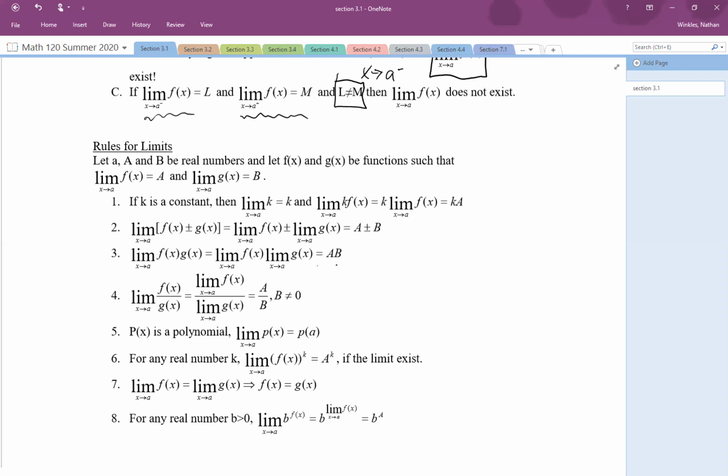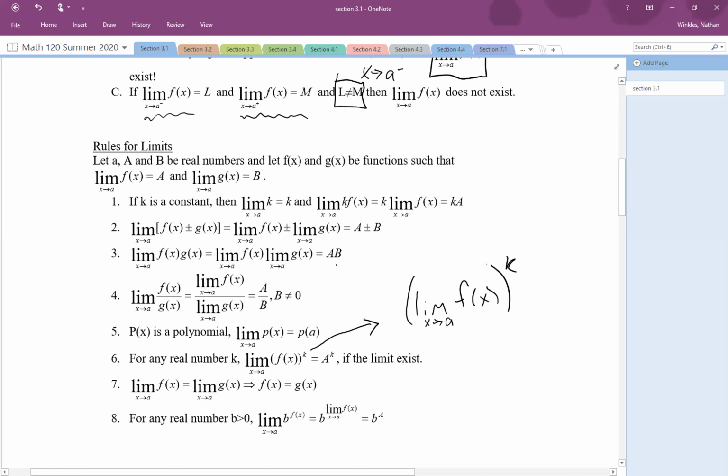For any real number k, the limit as x approaches a of f of x raised to the kth power is equal to a to the k. So another way of writing this, if we were to take this step right here and come out here, we could have rewritten this as the limit as x approaches a of f of x, all raised to the kth power. And then that would give us a to the k.